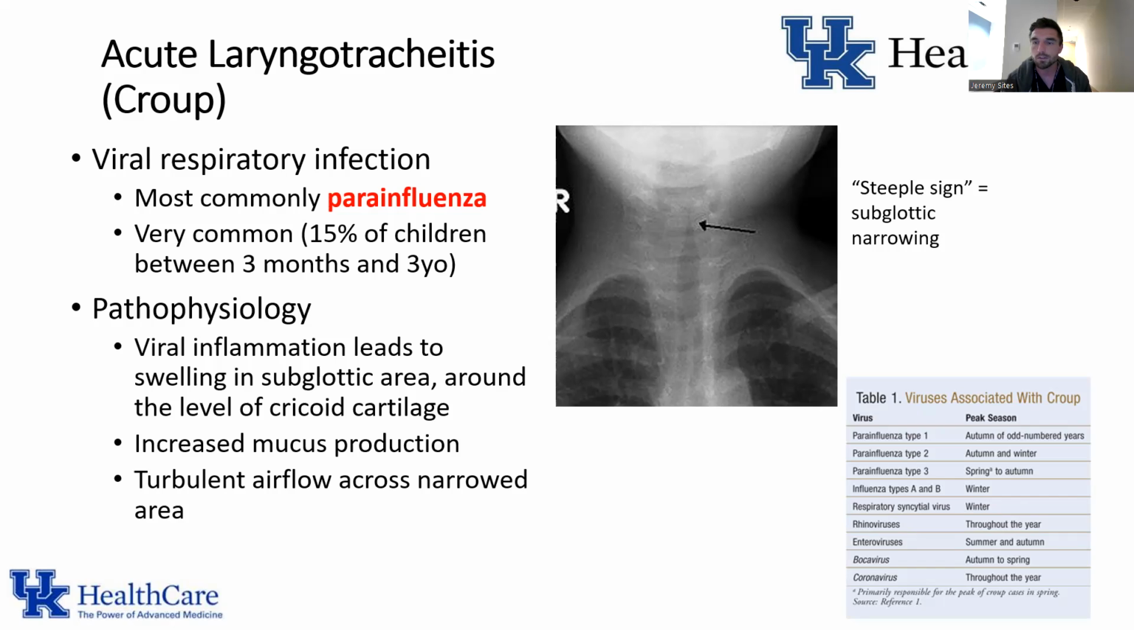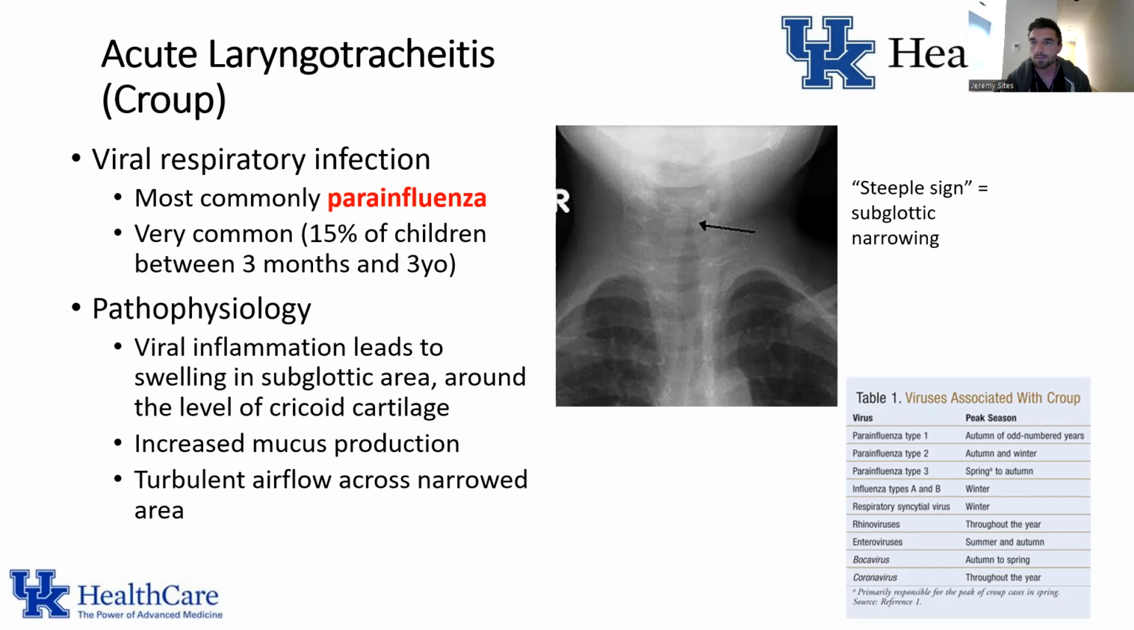Classically, we think of parainfluenza type 1 and 2 as the viruses that often lead to this disease state. But over there on the bottom right of the screen, you'll see several different viruses that can cause croup. So be on the lookout for paraflu in the clinical vignette on croup, but several viruses in the real world can cause it. Who does it affect? Infants and toddlers, generally speaking from 3 months to 3 years. It's very common. Up to 15% of children are impacted.